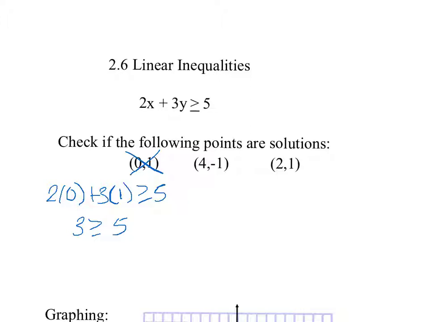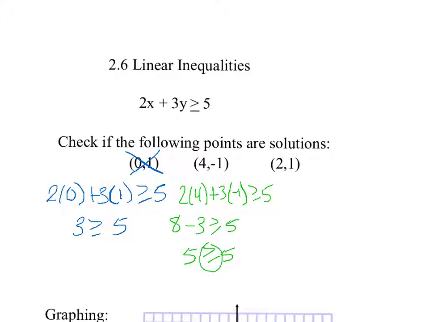Now we'll move to (4, -1). So we plug in 4 and we plug in negative 1. It's greater than or equal to 5. 2 times 4 is 8, minus 3 is greater than or equal to 5. We get 5 is greater than or equal to 5. Now it's not greater than, but it is equal to. This symbol here means it could be greater than or it could be equal to. It's actually impossible to be both. So since it is equal to 5, this is a solution.